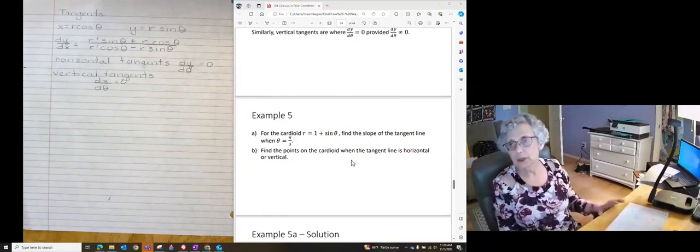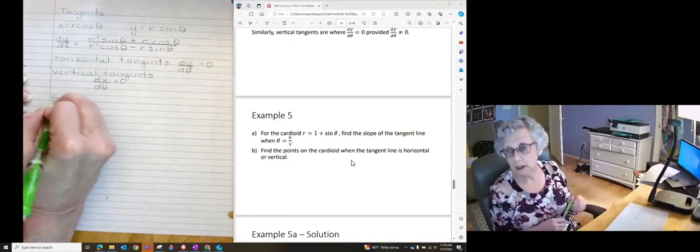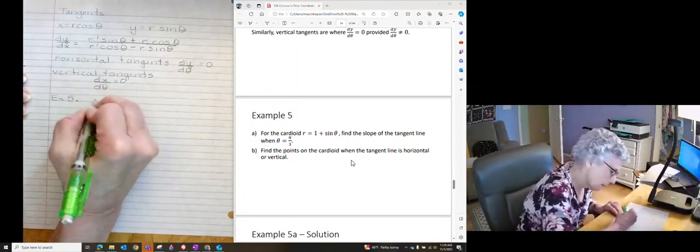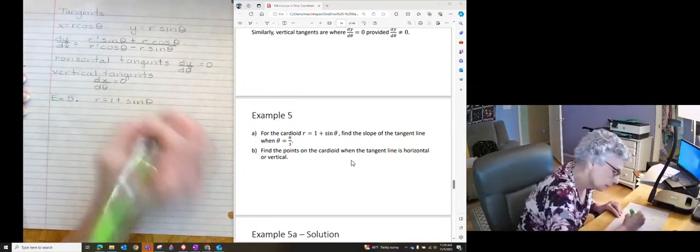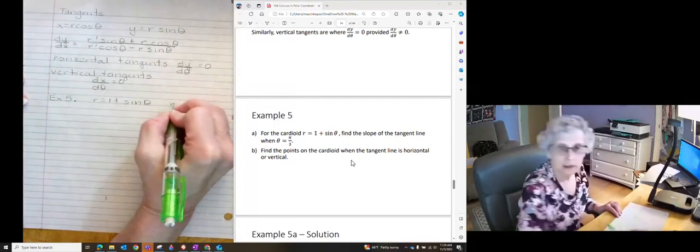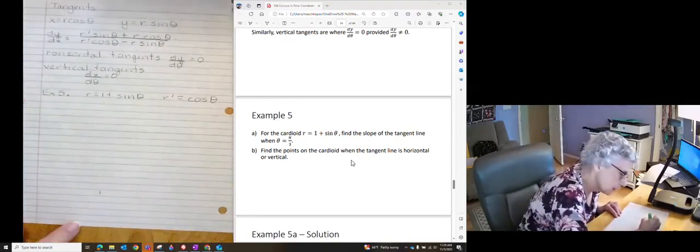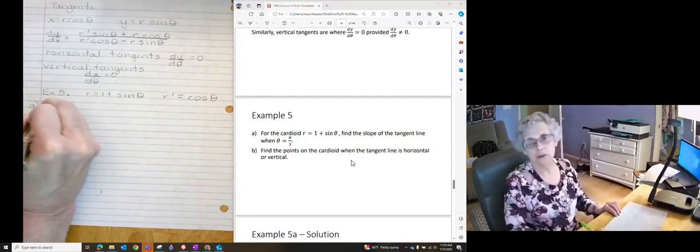So, example 5. For the cardioid, find the slope of the tangent line when theta is equal to pi over 3. So, r is 1 plus sine theta. I like to go ahead and write down what r primed is. R primed is cosine of theta.